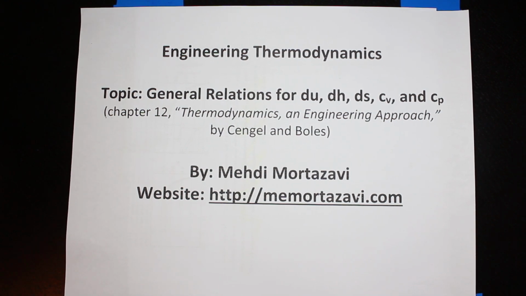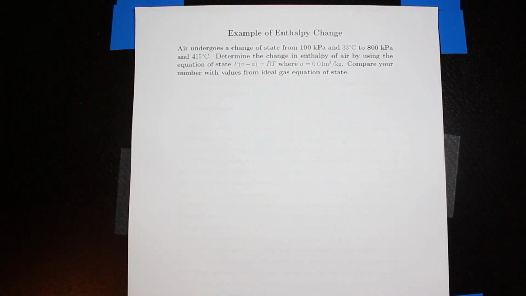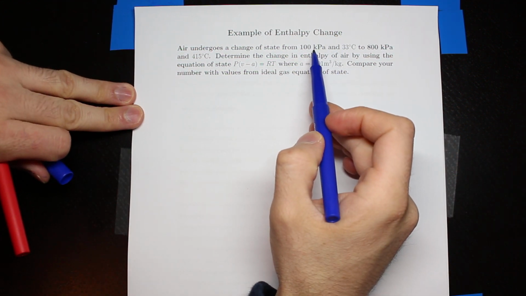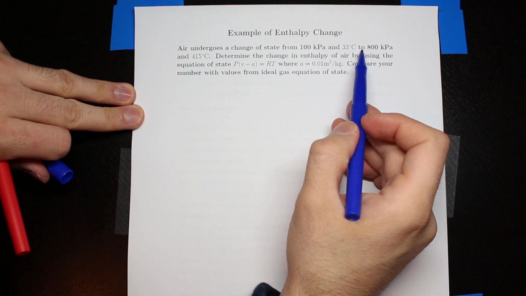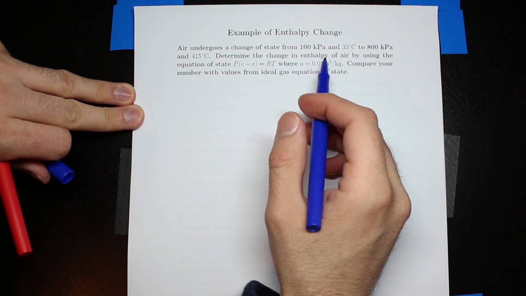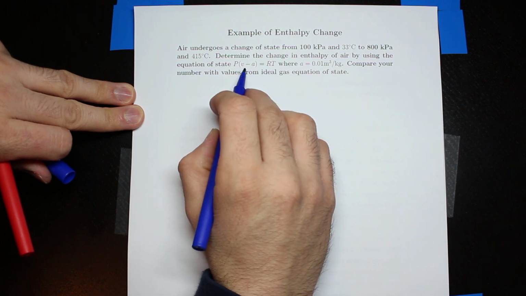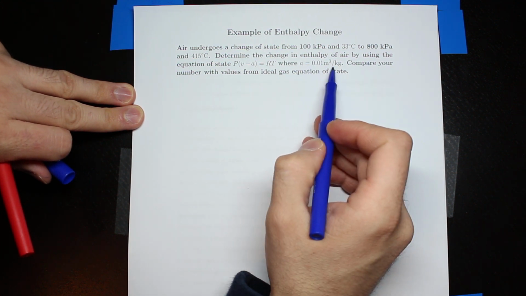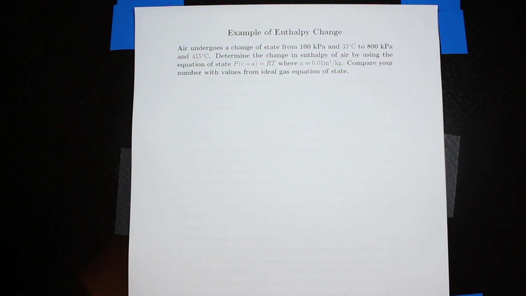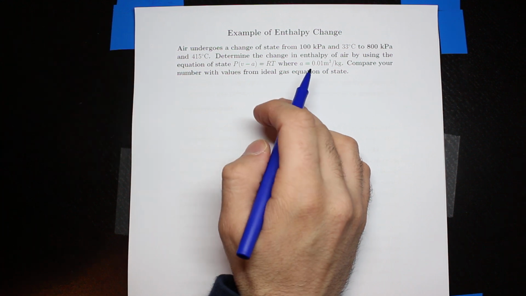Now let's do one example from change of enthalpy H. So this is the problem statement that we have. We have air undergoing a change of state from 100 kPa and 33 degrees C to 800 kPa and 415 degrees C. The question is asking for the change in enthalpy of air by considering this equation of state, and also the value of A is given here. And at the end, the question is asking to make a comparison with values from ideal gas equation of state. So ideal gas equation of state is PV is equal to RT.